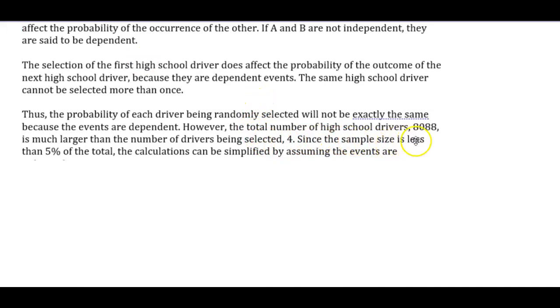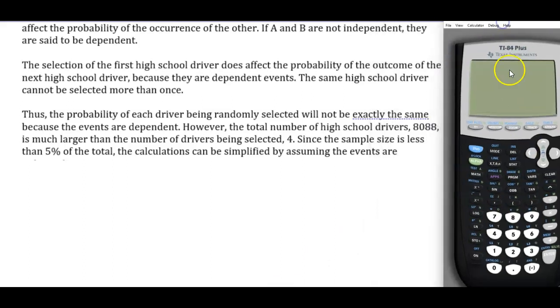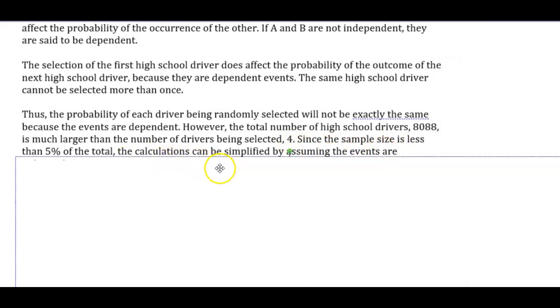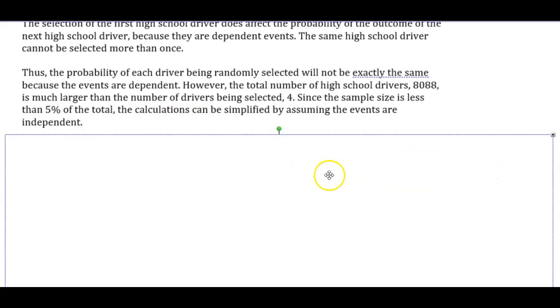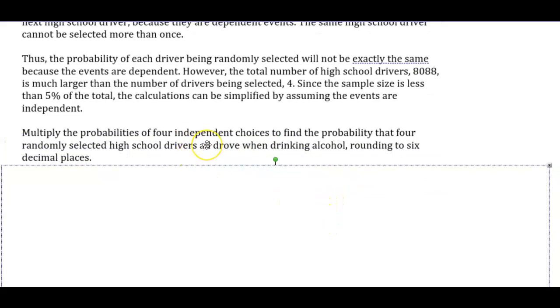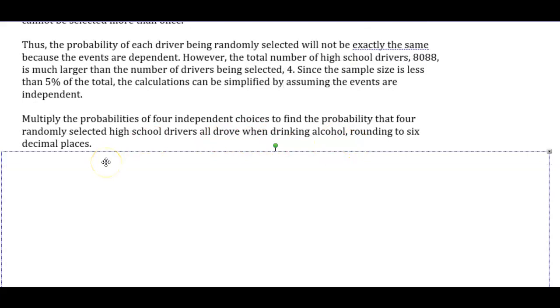However, the total number of high school drivers is 8,088, which is much larger than the number of drivers being selected, which is 4. Since the sample size is less than 5% of the total, so if we take 5%, which is 0.05, and multiply that by 8,088, that gives us 404. We can see that 5% of the total is much larger than 4. So since the sample size is less than 5%, the calculations can be simplified by assuming that the events are independent. So we're going to multiply the probabilities of 4 independent choices to find the probability that 4 randomly selected high school drivers all drove when drinking alcohol, and then we're going to round it to 6 decimal places.